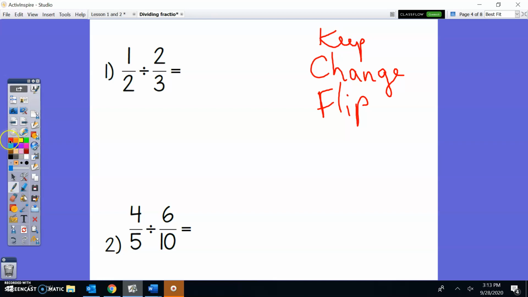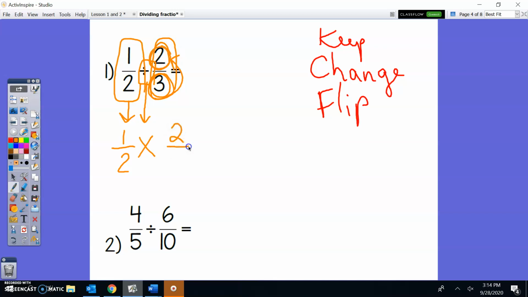Step number 1, I see keep. So I'm going to take a look at my first fraction, which is 1/2, and I am not going to touch that. I'm going to keep 1/2 the exact same. Step number 2 is change. I'm going to change my division symbol to a multiplication sign. My third step is to flip. I'm going to take my 3 and flip-flop it with the number 2, and so that now becomes 2/3.